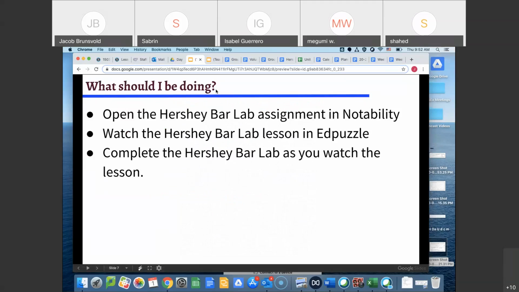After that, there is a Hershey Bar Lab. It's just meant to be kind of fun. It's formative, so it's not going to have a huge effect on your grade. So if you don't get to it today, I know a lot of you are kind of behind on assignments, don't worry about it. If you are caught up on assignments, get it in, because it is worth points.